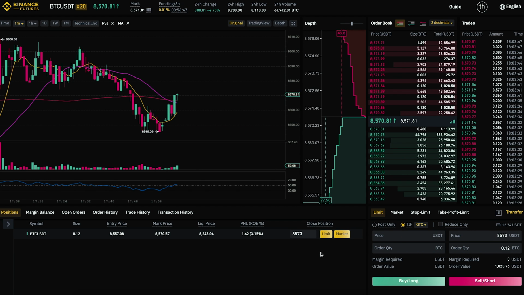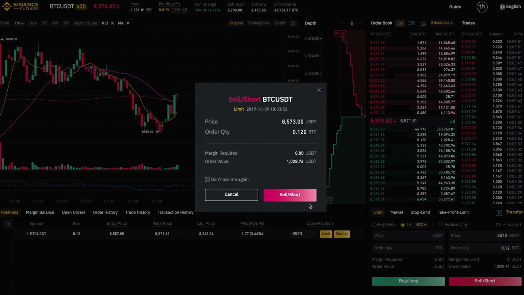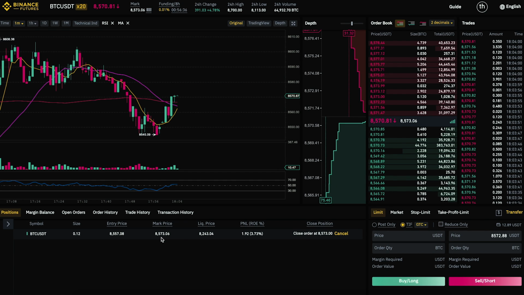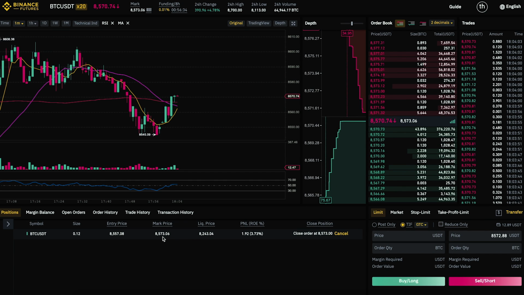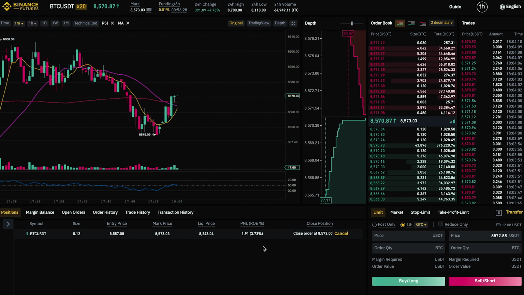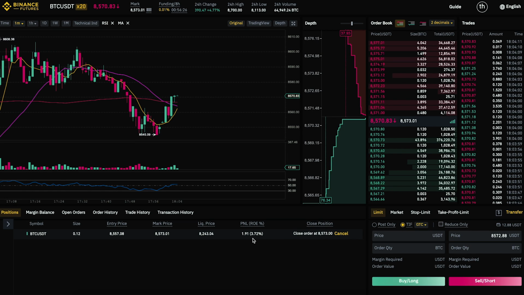And so I say sell short at 8,573, and it keeps this open. So it's going to keep that 8,573 sell right there, and as soon as it hits 8,573, it's not going to fill it right away. It's got to actually find the right futures buyers to buy in at that price. So that's why if you clicked market, it might not have given you that full $2 that you're about to get. So I have a 3.72% return, and it's about $1.91 up.